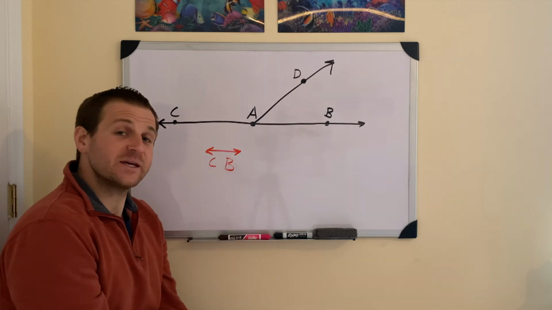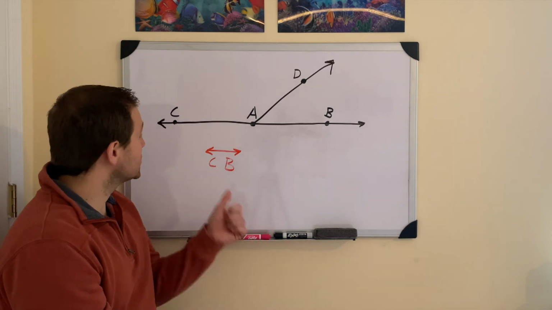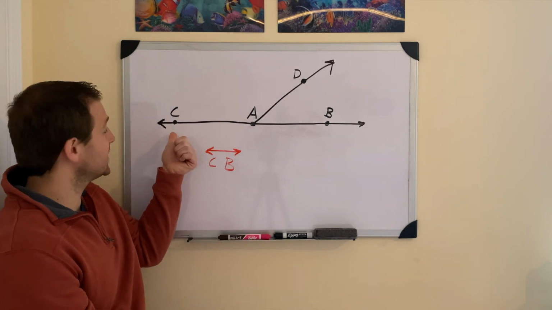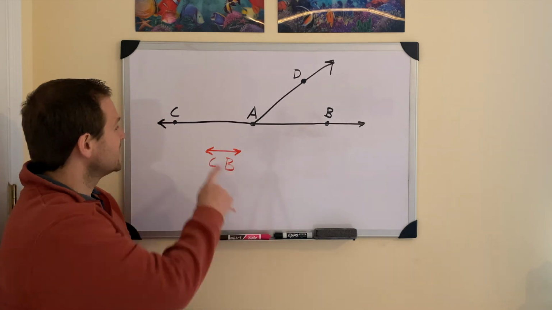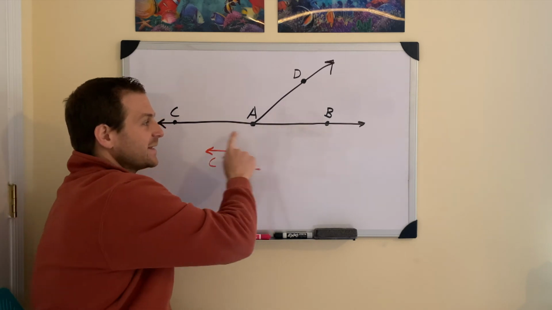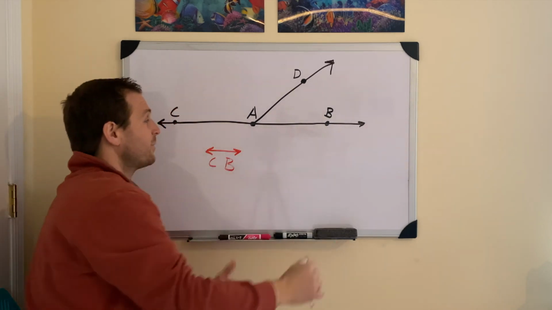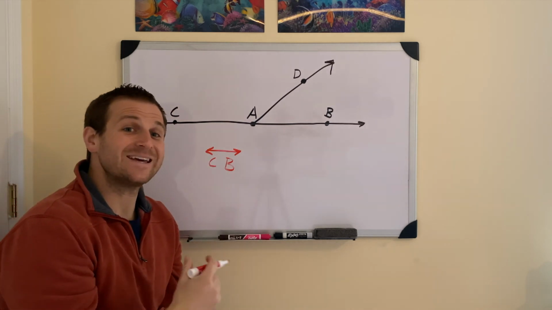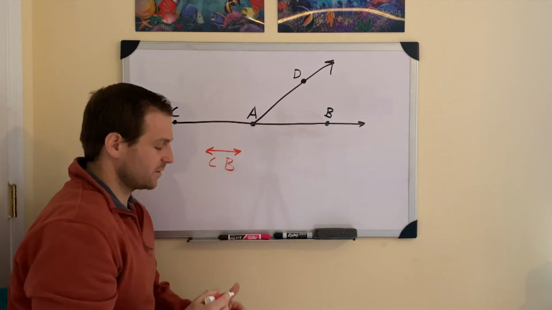So line CB, a line, as we know, goes on infinitely in both directions. So I'm going to start over here at point C, and you can see that it continues out this way and all the way over to B. So this right here is line CB, and in my imagination, I can imagine that the line continues that way and continues that way infinitely. So that would be line CB all the way across.